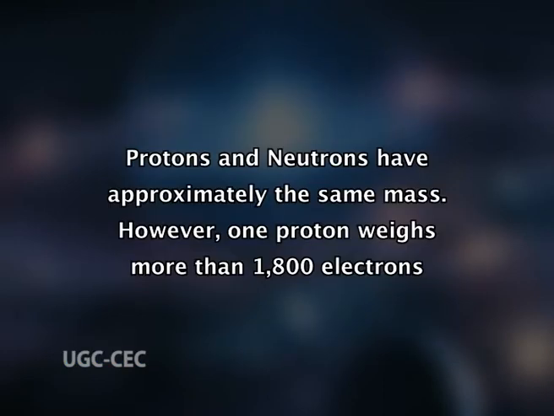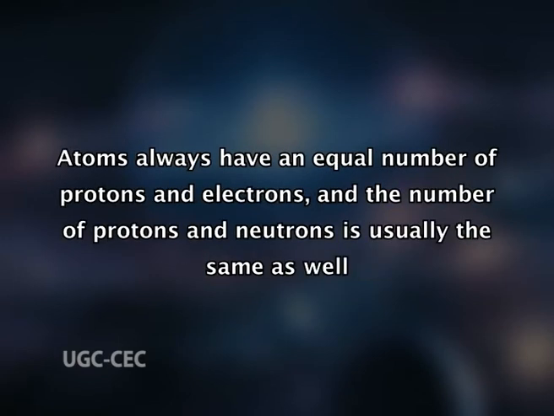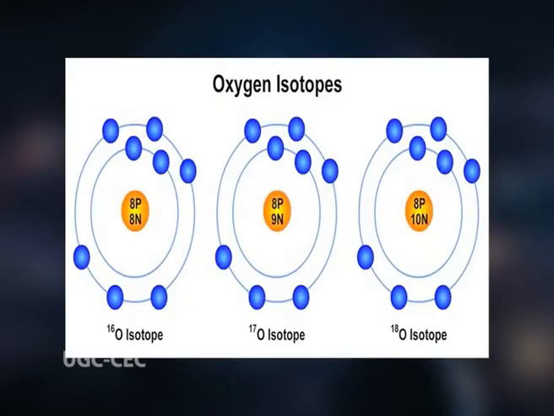However, one proton weighs more than 1800 electrons. Atoms always have an equal number of protons and electrons, and the number of protons and neutrons is usually the same as well. Adding a proton to an atom makes a new element, while adding a neutron makes an isotope, or heavier version of that atom.